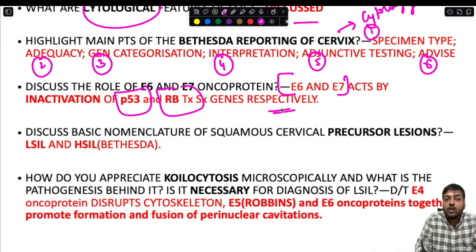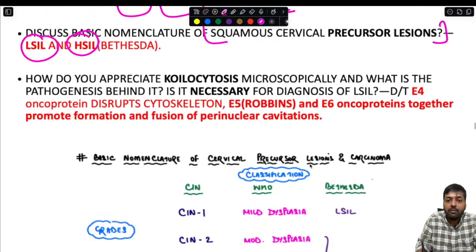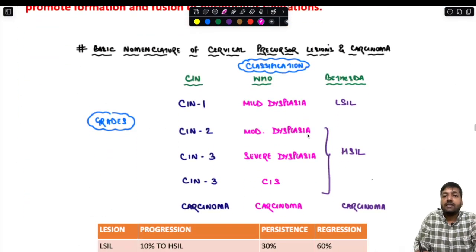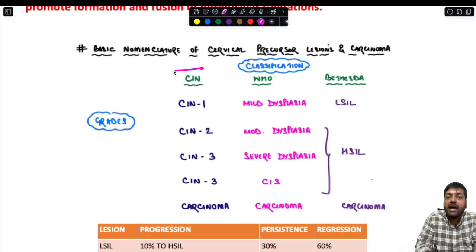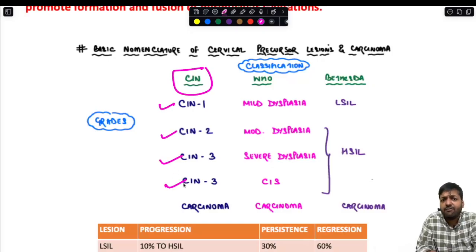Discuss the basic nomenclature of squamous cervical precursor lesions, that is LSIL and HSIL. Now remember, let me just make you understand the basic nomenclature. Initially we had cervical intraepithelial neoplasia, we had CIN1, CIN2, CIN3, and carcinoma. According to WHO classification, CIN1 corresponds to mild dysplasia, CIN2 moderate, CIN3 refers to both severe dysplasia as well as carcinoma in situ, and carcinoma is carcinoma.